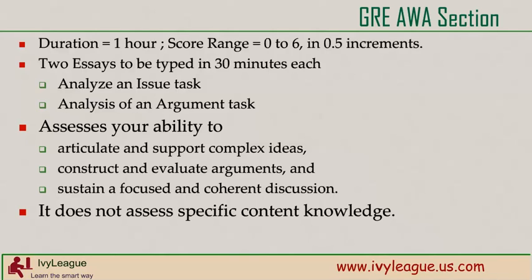The 2 tasks are complementary in that one requires you to construct your own argument by taking a position and providing evidence supporting your views on an issue, and the other requires you to evaluate someone else's argument by assessing its claims and evaluating the evidence it provides. So, a single combined score is reported because it is more reliable than a score for either task alone. The Analytical Writing Assessment section tests your critical thinking and analytical writing skills. It assesses your ability to articulate and support complex ideas, construct and evaluate arguments, and sustain a focused and coherent discussion. It does not assess specific content knowledge.